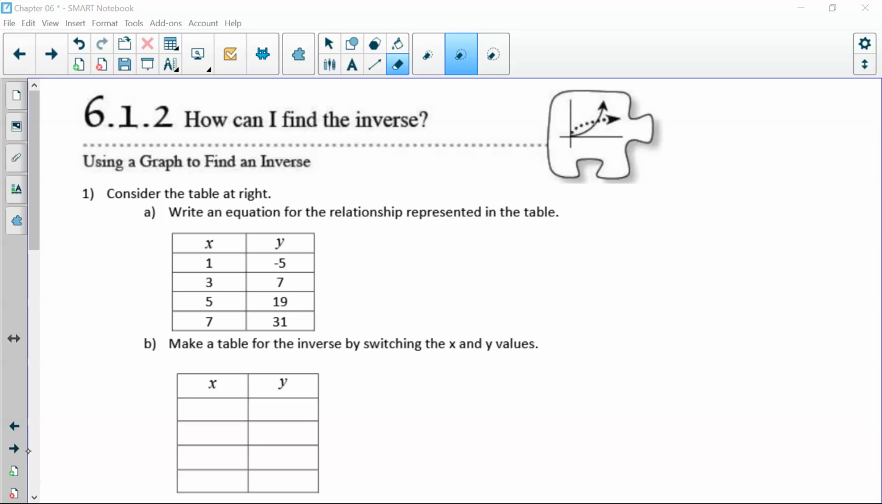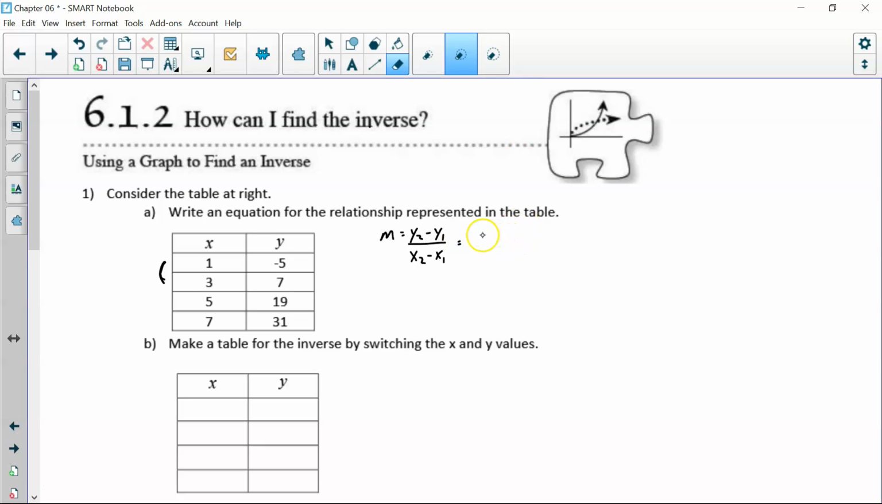So now we can write an equation to represent this table. To find the equation, we need to find the slope. So the slope is y sub 2 minus y sub 1 over x sub 2 minus x sub 1. You can pick any 2 points. I'm just going to pick those first 2 points.